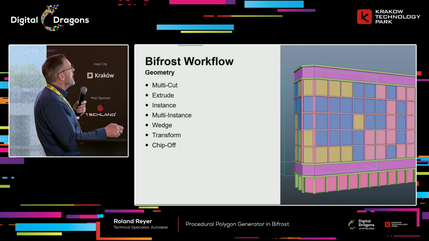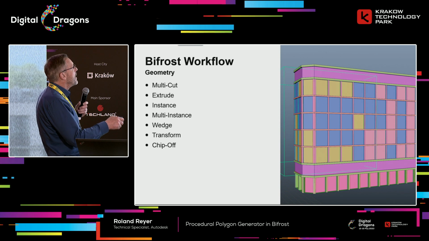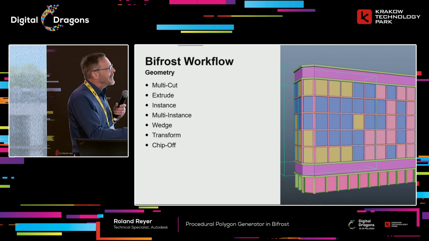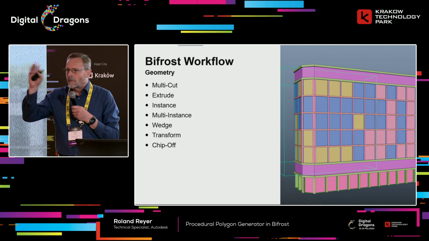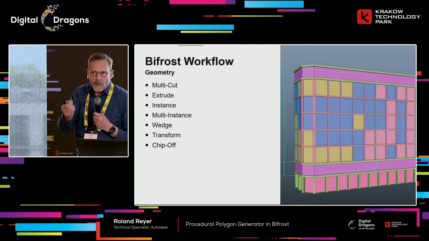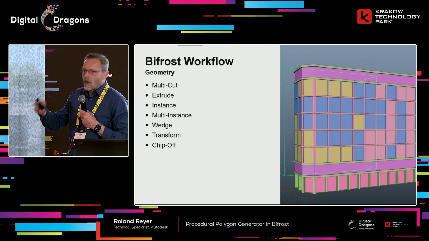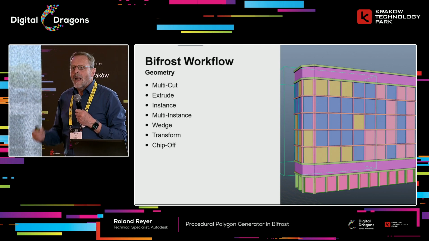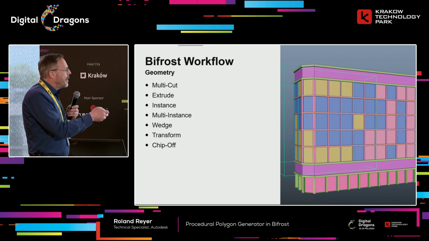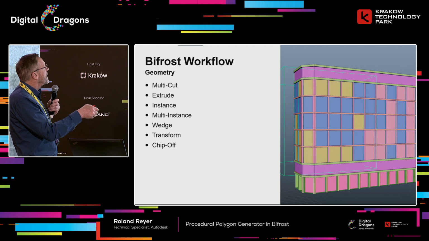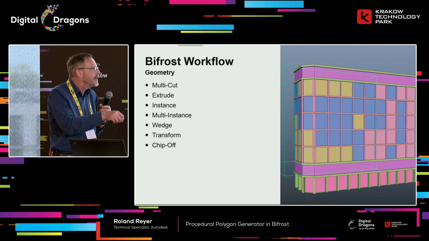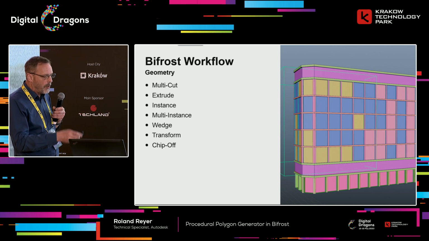number of nodes. And the first three of these are the most important ones. I'm going to use them all the time. So there's a multi-cut node that cuts polygons horizontally or vertically into strips. And then you can select these strips or some of these strips and say, okay, I'm going to cut those in the other direction and make more detail, like windows or something like that. The first three, as I said, are multi-cut, extrude, and instance to place more complex geometry into these windows, for example. These are the most important ones.